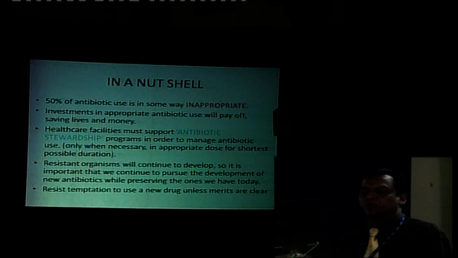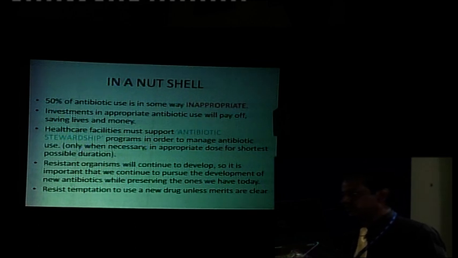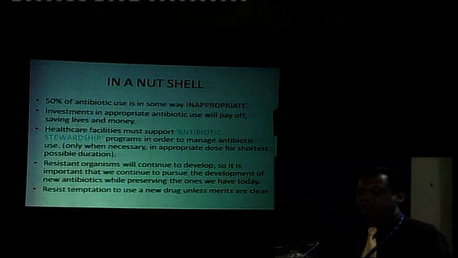Resistant organisms will continue to develop, so it is important that we continue to pursue the development of new antibiotics while preserving the ones we have today. Resist the temptation to use a new drug unless the merits are really very clear. This is the most important.